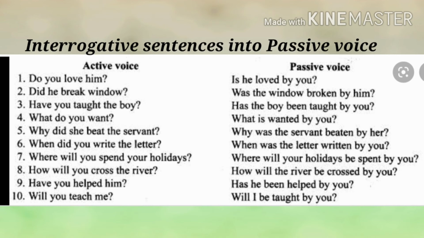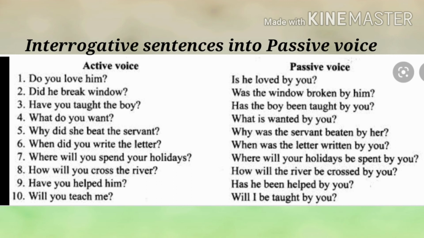Our next sentence is: when did you write the letter? In passive voice: when was the letter written by you? Our next sentence is: where will you spend your holidays? Answer is: where will your holidays be spent by you? If there is will or shall in your sentence, in passive voice, you will use be after the subject. Next, how will you cross the river? How will the river be crossed by you?